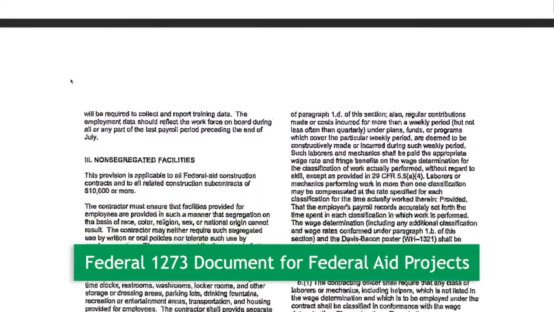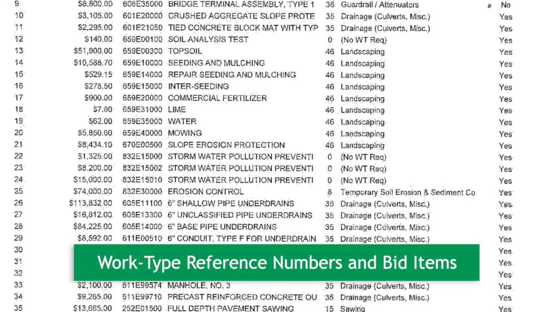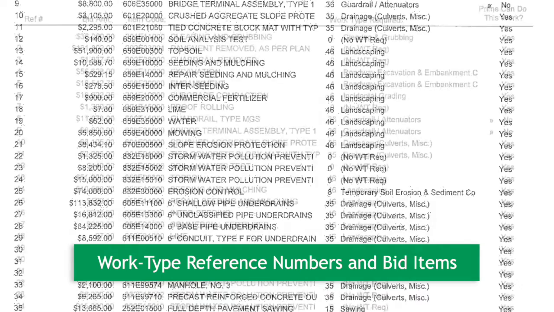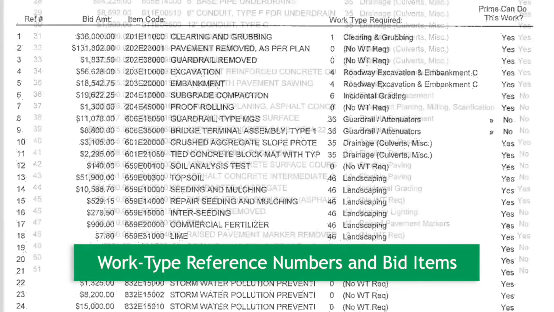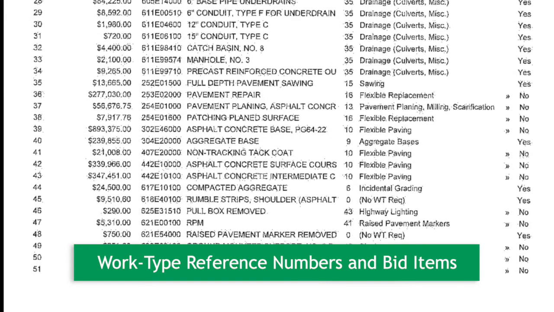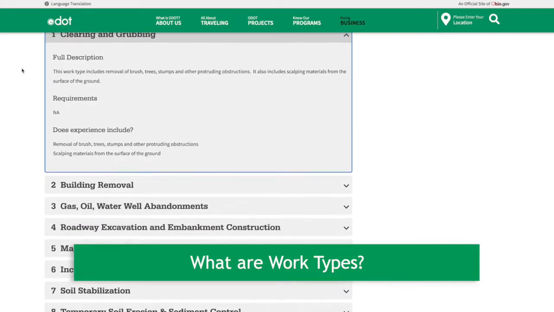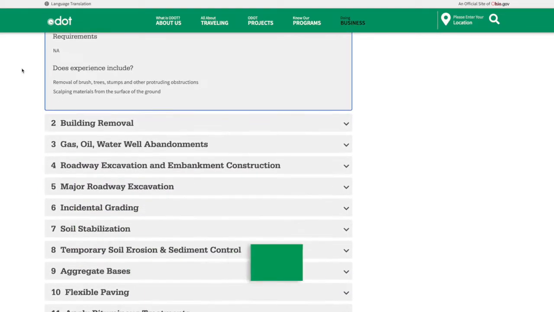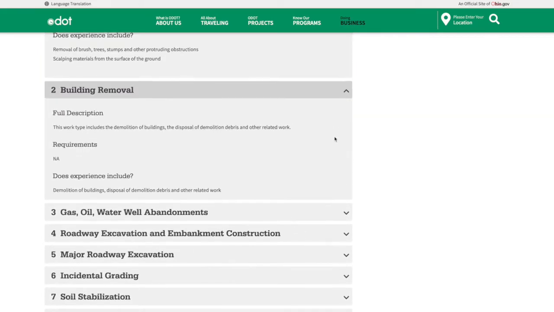The final attachment to the agreement includes a list of ODOT-specific items that were bid on the project. When the prime contractor bids through the online bidding system called BidX, they have a list of the bid items and quantities and descriptions of work. They assign their dollar value to each item, and the total sum is their bid amount. Part of the information the prime contractor provides includes what work types they will be performing on the project, such as clearing and grubbing, building removal, and others.